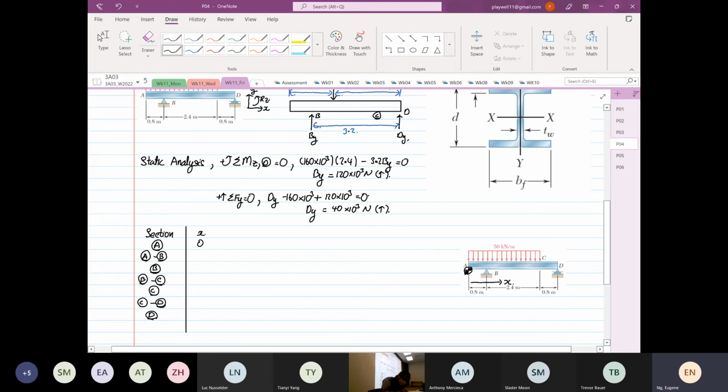So this is 0. Right? So A to B is 0 x to 0.8. At B, x is equal to 0.8. So B to C is 0.8 x, and 0.8 plus 2.4 is 3.2. Then you have 3.2 at point C, and 3.2 x, and we are going to go up to 4 meters. And then it is 4 over here. So you write this down here.